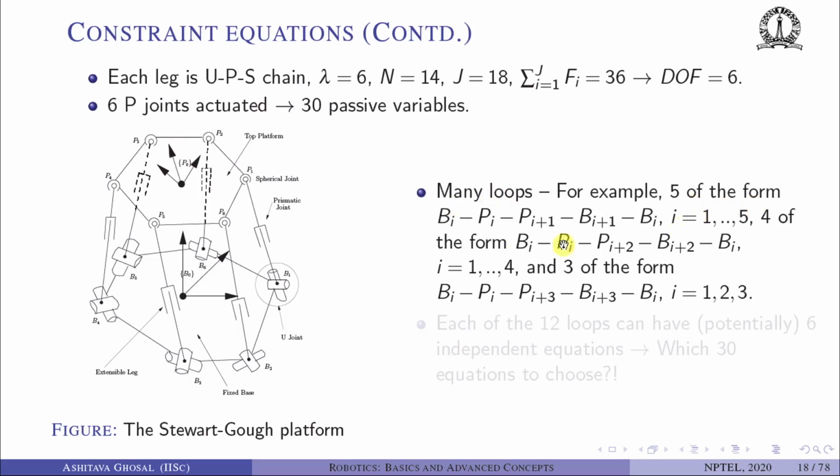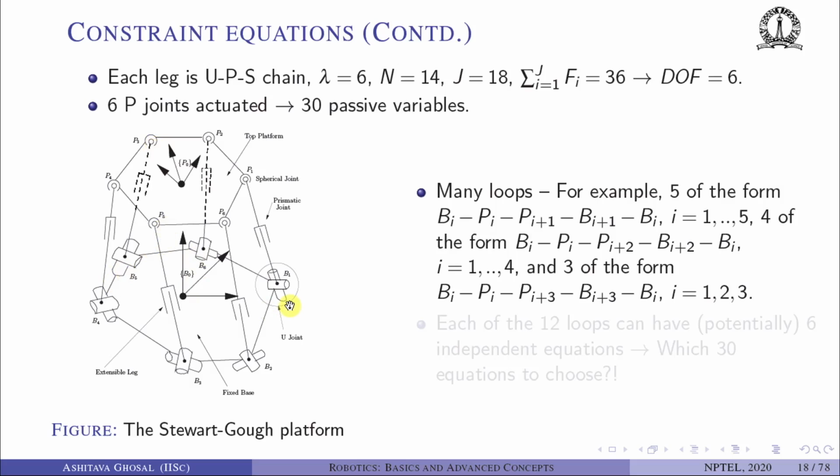For example, 5 loops are of the form B_i, let's say B1, P1, P2, B2 and then back to B1. So we can start from B1, P1, P2, B2 and then back to B1. There are 5 similar ones just by changing i. Then we can have 4 loops of the form B1, P1, P3, B3 and then back to here.